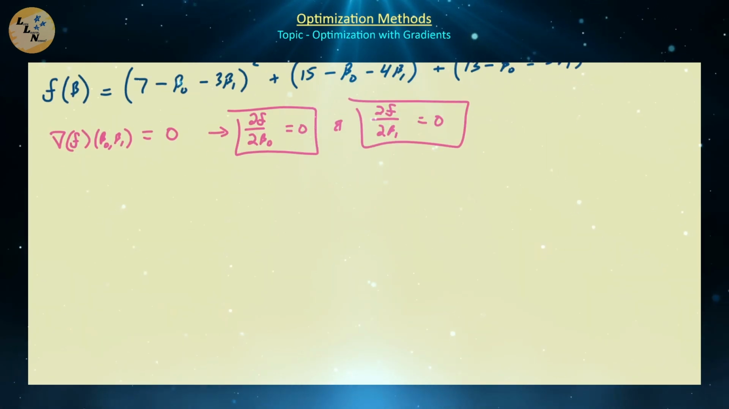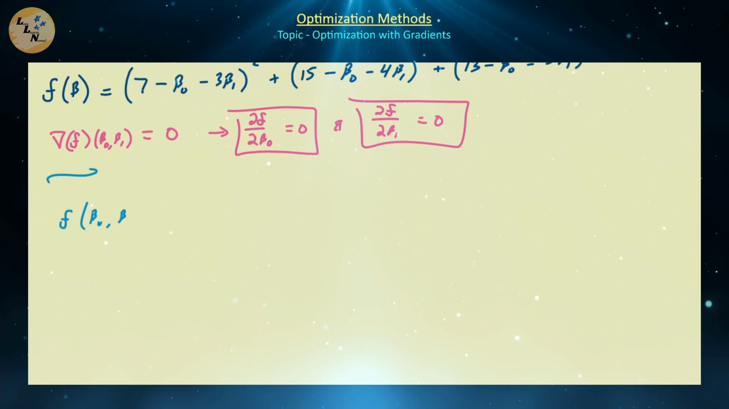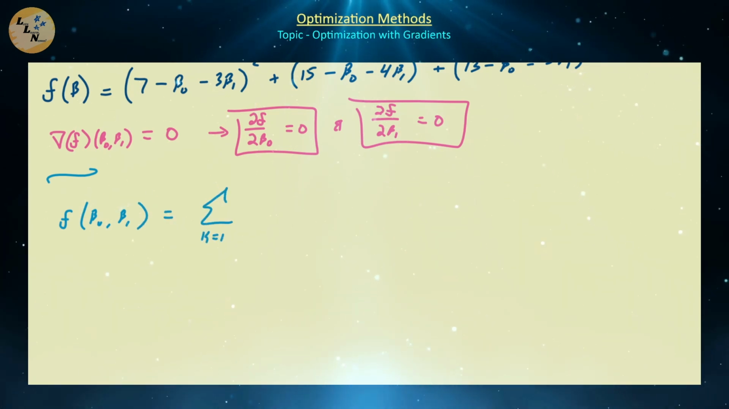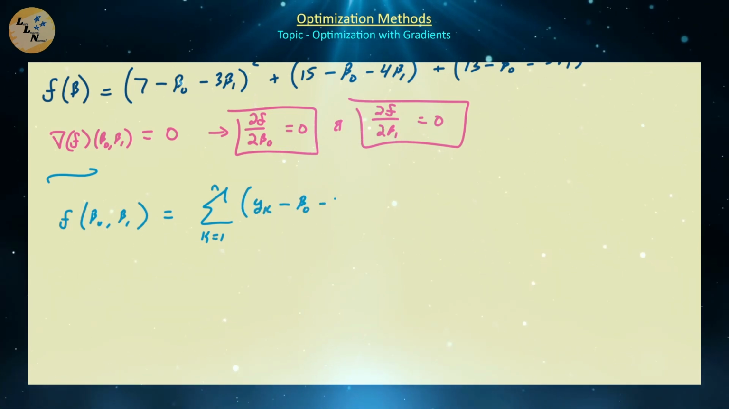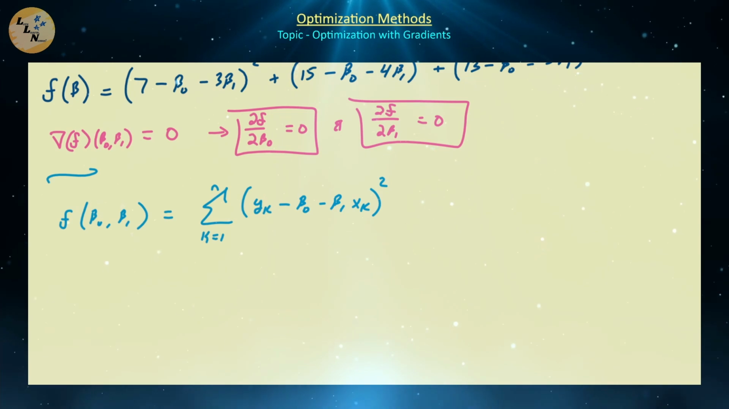All right, so let's see if we can actually write the general form for these equations. So f of beta 0, beta 1, in the general form is just going to be equal to the sum from k equals 1 to n of yk minus beta 0 minus beta 1 xk, the quantity squared. For our problem, n is equal to 3, and we can input our yk's and xk's if we want. But taking the derivative in this form is actually a lot easier.